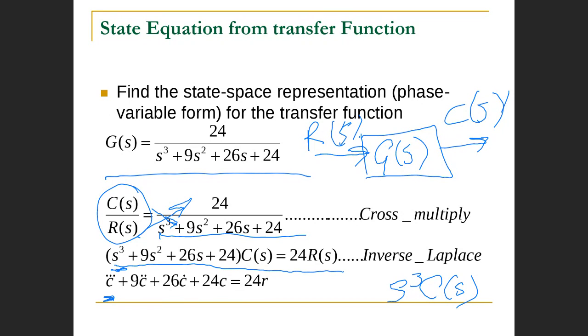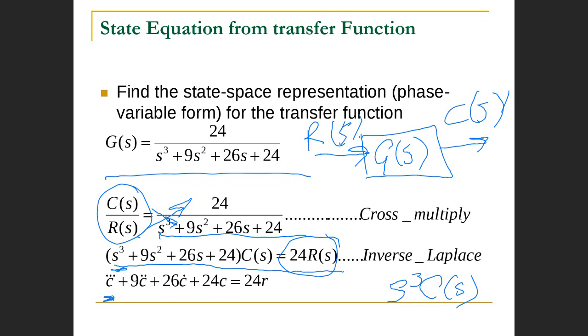How about when we take the inverse Laplace of 9s squared times c of s? We get 9 times the second derivative of c of t. I didn't put the t there because I hope it is understood. How about 26s times c of s? It becomes the first derivative of c of t times 26. How about 24 times c of s? It becomes 24c of t. And over on the other side, what's the inverse Laplace of 24 r of s? 24 r of t.